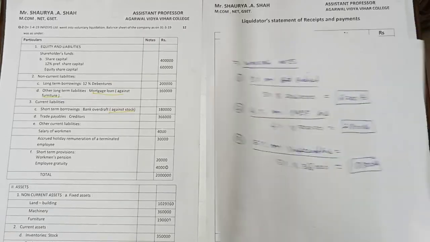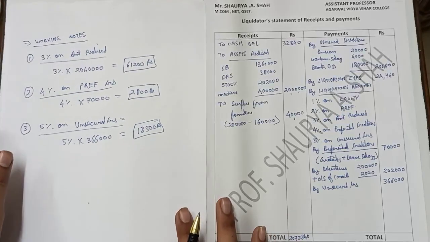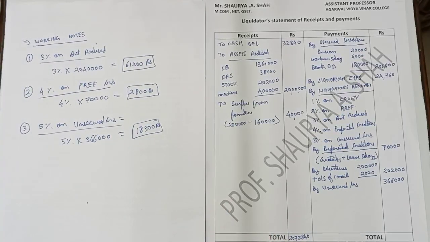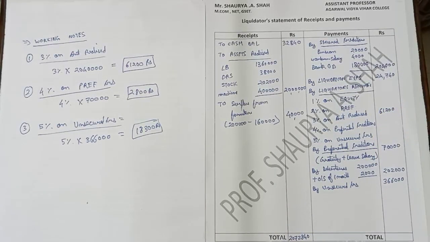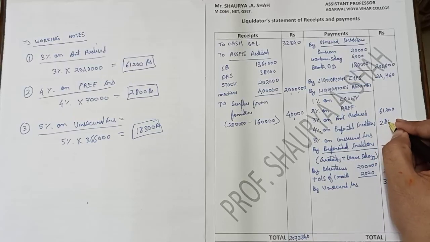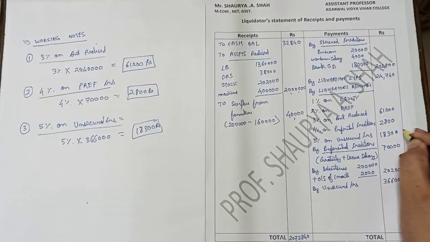So I can directly post it where I have written the sum first of all, that is your format. 3% on assets realized, so 61,200 I will write down. Preferential creditors 2,800 and unsecured creditors 18,300. I suppose it is clear to every student.